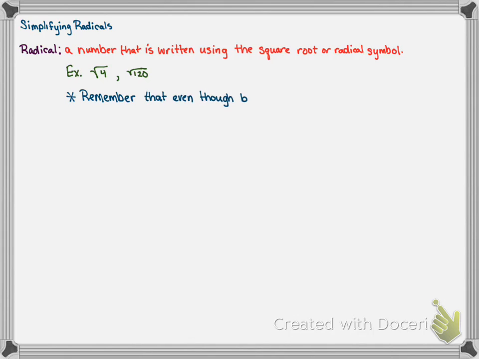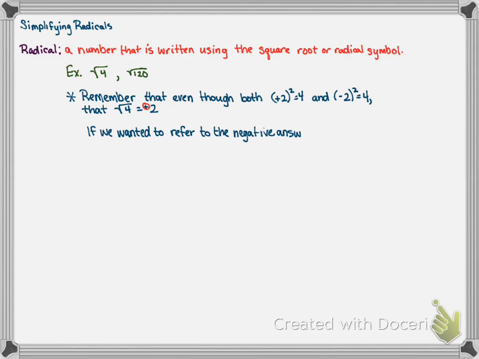And remember that even though both positive 2 squared equals 4 and negative 2 squared equals 4, when we see radical 4 written, we're just referring to the positive answer, so positive 2. If we wanted to refer to the negative answer, we would actually say or write negative radical 4. So negative radical 4 is equal to negative 2.